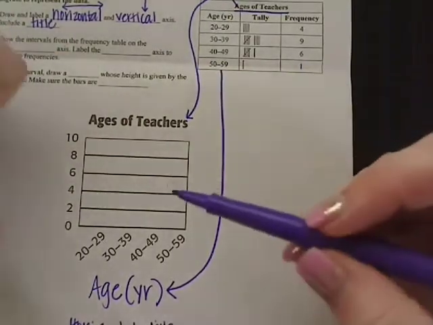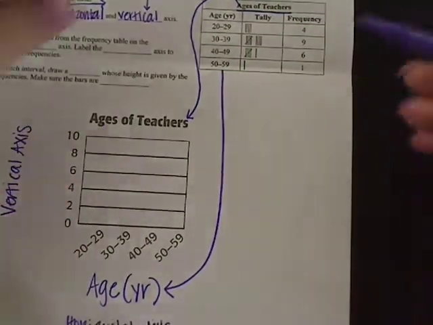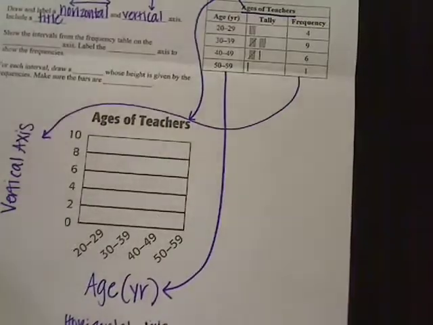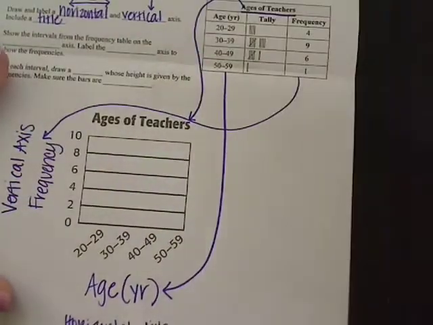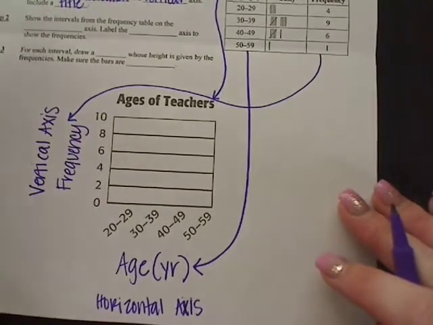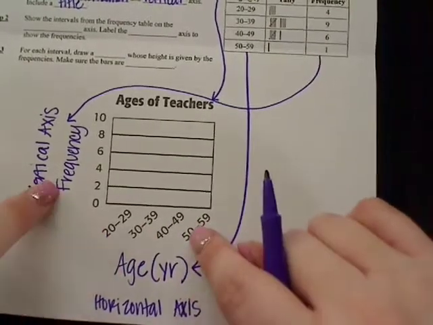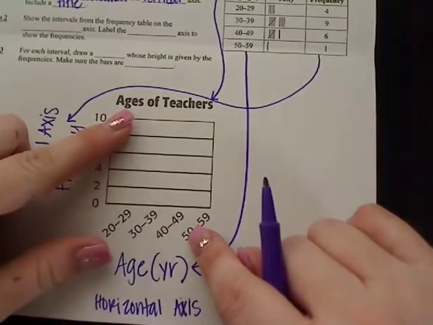Okay, and then the vertical axis, that is how many teachers fall in that age range. So our frequency is going to be our vertical axis. Okay, so step one, we drew and labeled the horizontal and vertical axis, age intervals, and our frequency, how many people fall in that age group, and then we made sure there was a title.